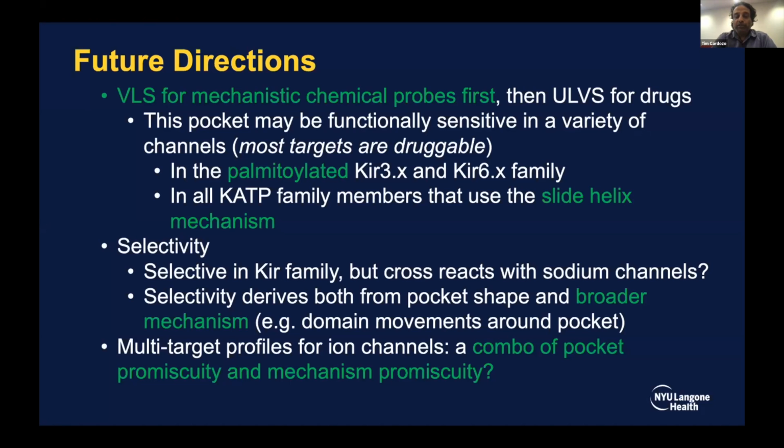So when you think about what Ruben said at the very beginning, like we're interested in multi-target profiles, he was, I think, focused on kinases, but ion channels also, we might need multi-target profiles for drugs. It's a major drug target. We might want to be thinking about a combination of both pocket promiscuity and mechanism promiscuity, so that you need to have a unique pocket, but the pocket also has to avoid some surrounding features that have to do with the mechanism that may be common in many other targets in the same class.